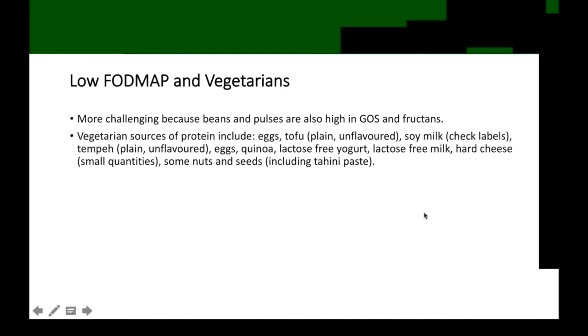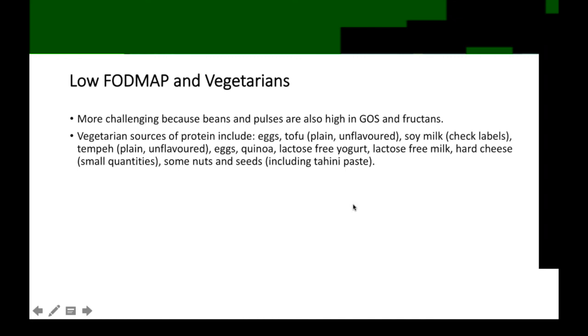I've also included here a couple of slides on if you need to tweak this because of certain dietary restrictions. So low FODMAP in vegetarians is a little bit more restrictive, particularly if you're vegan rather than vegetarian. That's because, of course, beans and pulses, which are obviously a good source of protein, are going to be absolutely out on a low FODMAP diet. It doesn't mean you can't get protein. So eggs, of course, tofu, tempeh, choose the unflavoured ones. Particularly, both tofu and tempeh are often flavoured with garlic and onion, so just watch those. Quinoa.